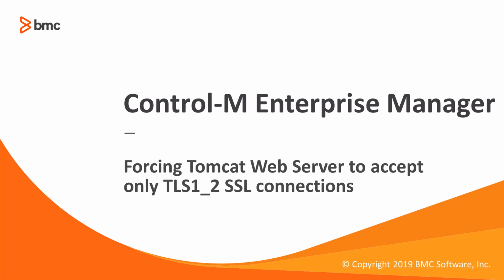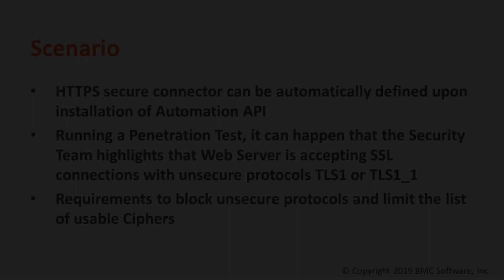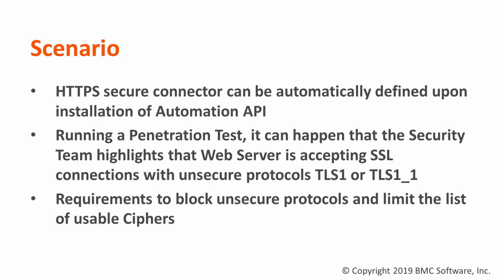This video will show how to configure Control-M Enterprise Manager web server to only accept connections using the secure protocol TLS 1.2 in SSL communications, together with specific ciphers to adhere to site security standards. Even if not explicitly defined, a secure HTTPS connector can be activated by the Tomcat web server. The installation of the Control-M Automation API, for instance, creates this connector automatically.